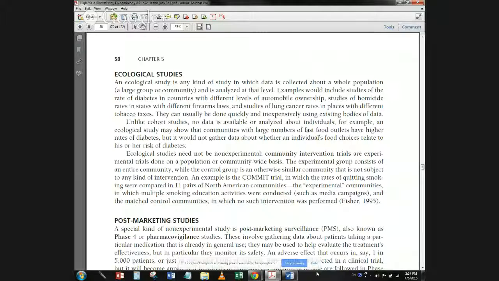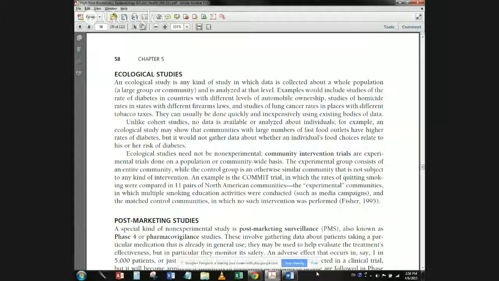For example, an ecological study may show that communities with large numbers of fast food outlets have higher rates of diabetes, but it would not gather data about whether an individual's food choices relate to his or her risk for diabetes. Ecological studies need not be non-experimental. Community intervention trials are experimental trials done on a population or community wide basis. The experimental group consists of an entire community, while the control group is an otherwise similar community that is not subject to any kind of intervention.